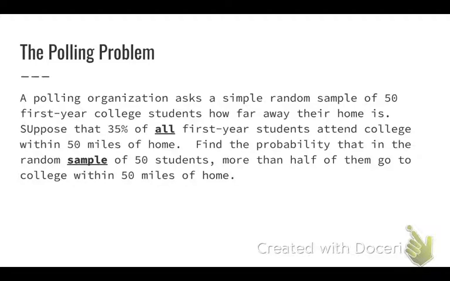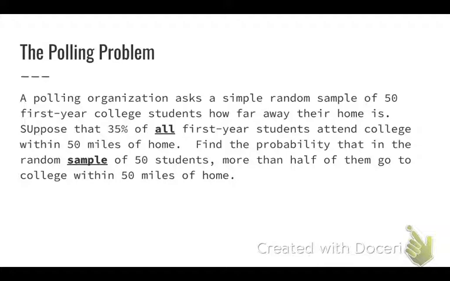Okay, so I'm going to work through a problem here and just do the whole setup. So we have a polling organization asks a simple random sample of 50 first-year college students how far away their home is. Suppose that 35% of all first-year students attend college within 50 miles of home.